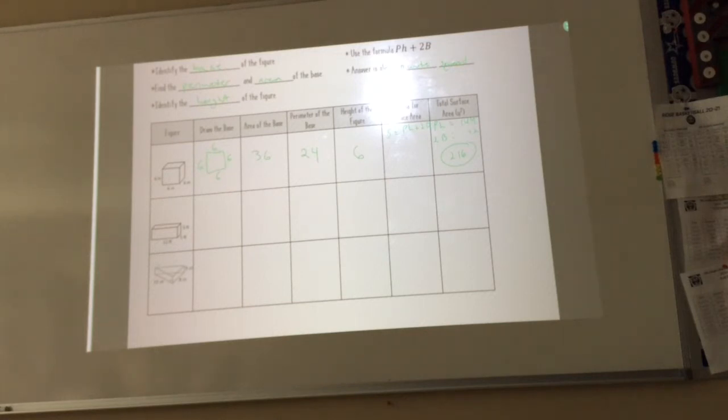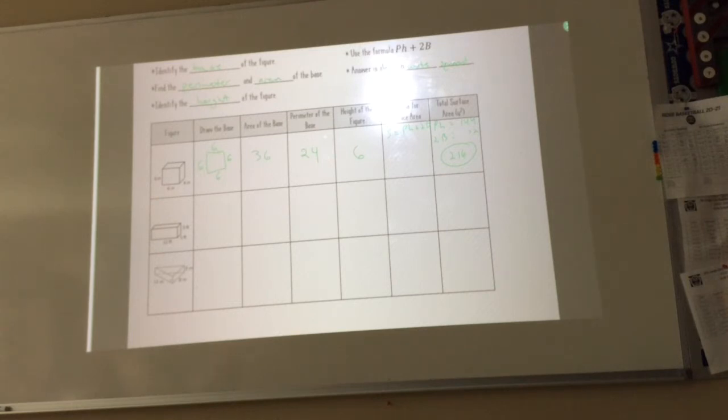What's up, Josh? How'd you get 36? Isn't it the area of 6 times 4? 6 times 6. What is the area for a square? How do you find the area of a square? Base times height, right? That's how I got 36. I did 6 times 6.